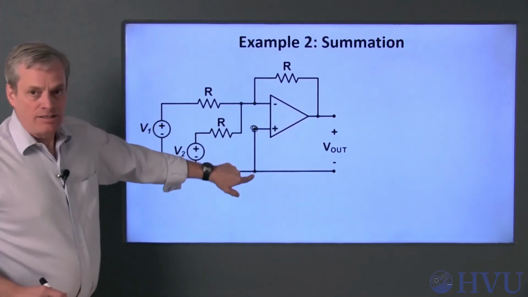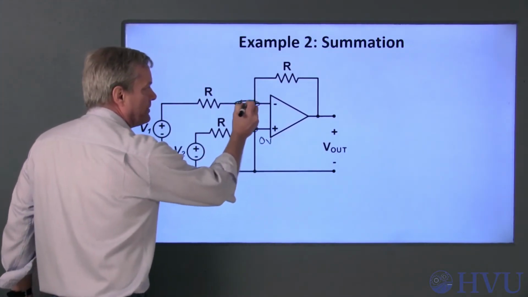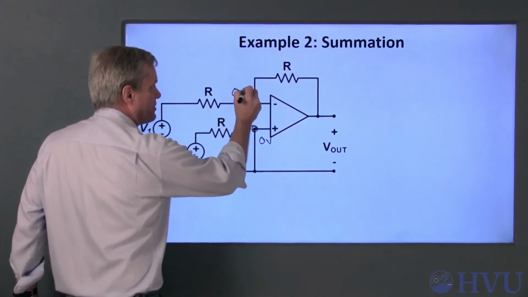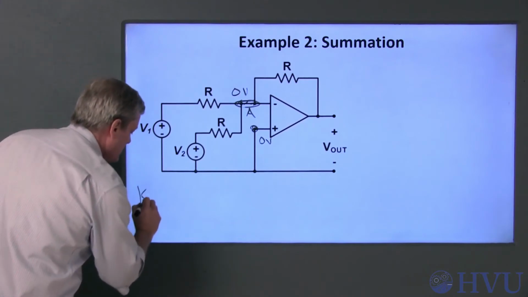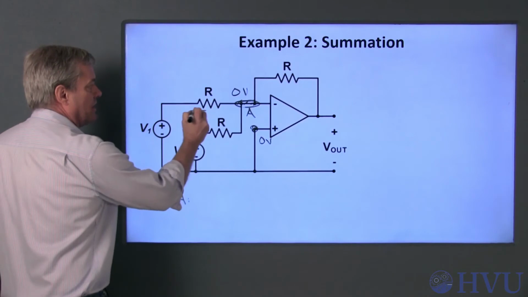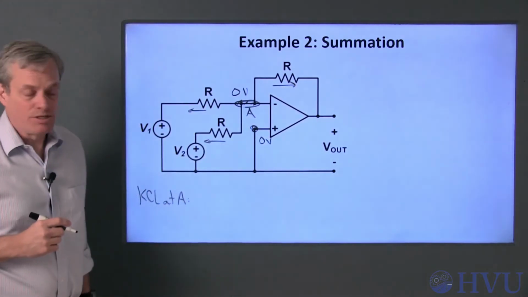This terminal is connected directly to ground, so it's 0 volts. The op-amp says that these two voltages are the same, so this is also 0 volts. If I call this node A and do KCL at A, the sum of this current plus that current is equal to 0.